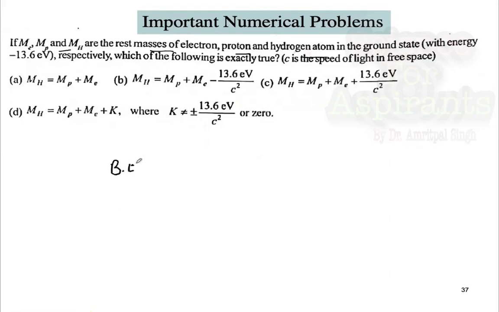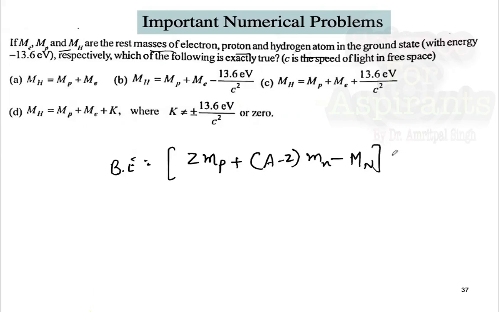So binding energy, which we can write down: Z times mass of proton plus A minus Z, which is representing the number of neutrons, times mass of neutron, minus mass of nucleus, into C square. So this equation becomes binding energy over C square.